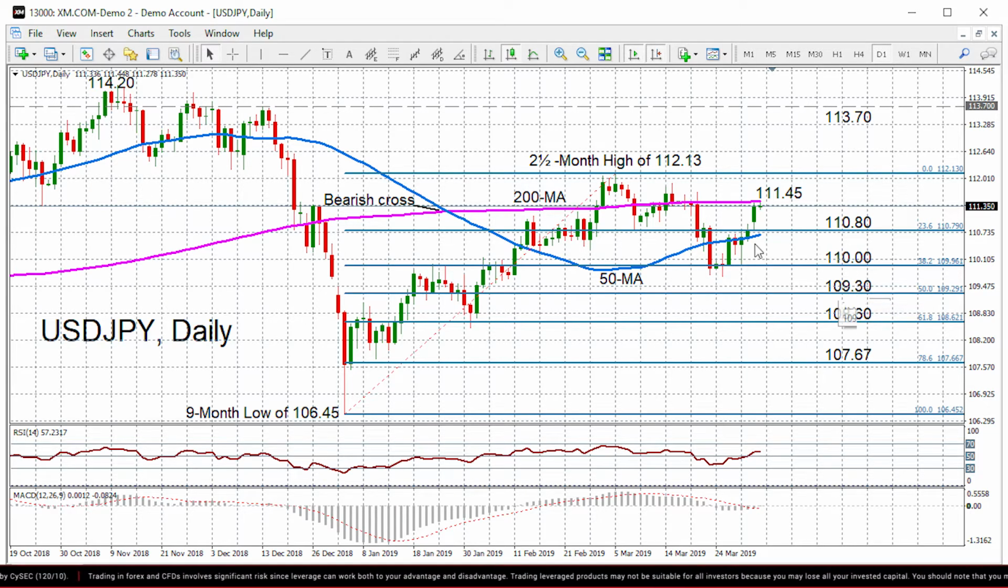If though we do see dollar yen breaking above the 200-day moving average, there's likely to be another resistance level at that 2.5 months high of 112.13 from back in March. Breaking above that March top, though, would potentially signal a resumption of the uptrend that started back in January, and then it would also help shift the medium-term picture, which is currently neutral, to a more bullish one.